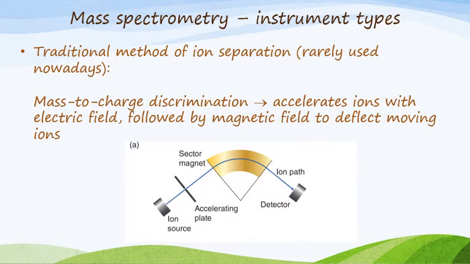In terms of the instrument types, there was an older traditional method of ion separation which is rarely used nowadays. We have a look at the mass to charge discrimination, which accelerates ions with an electric field, followed by a magnetic field that is to deflect moving ions. Now, the magnetic field is a magnet that is actually moved that causes the ion path to be deviated, as shown in the drawing at the bottom of the slide here.